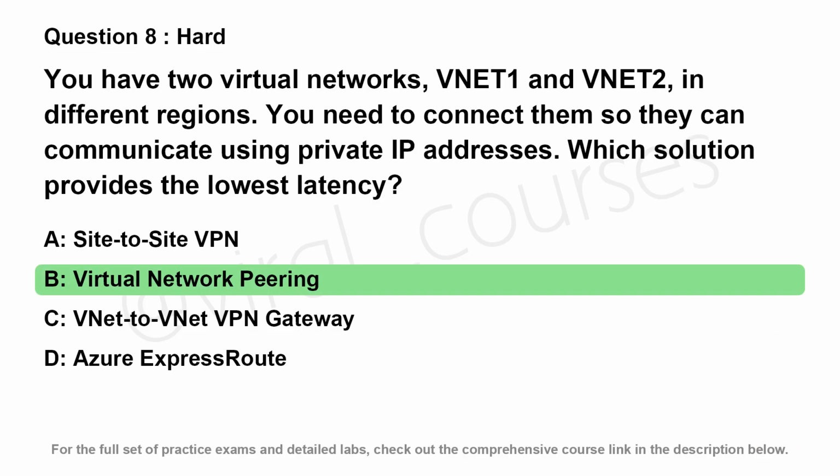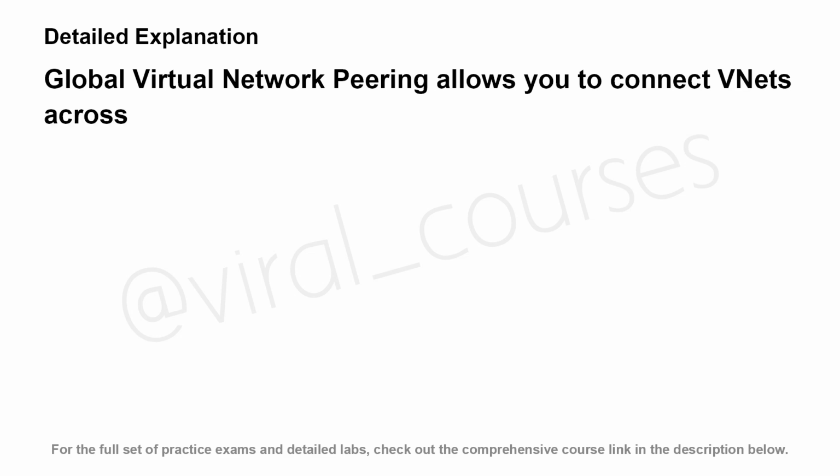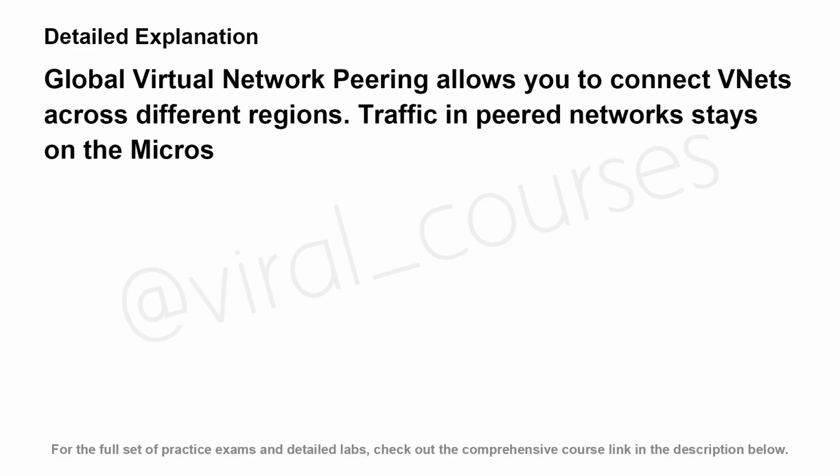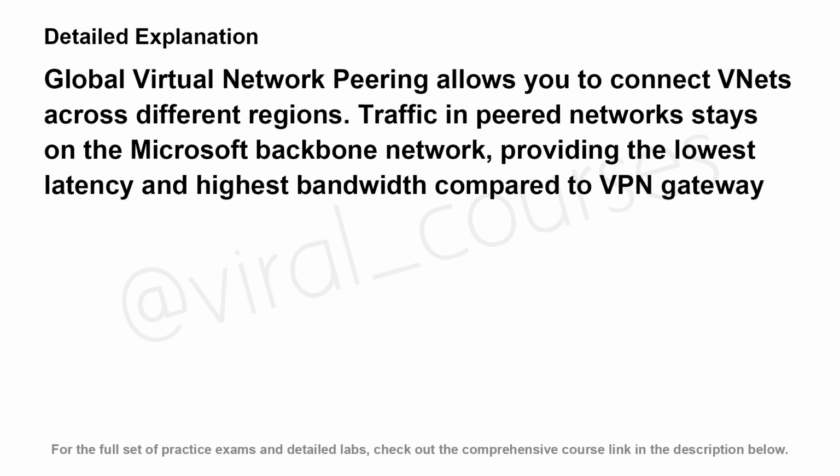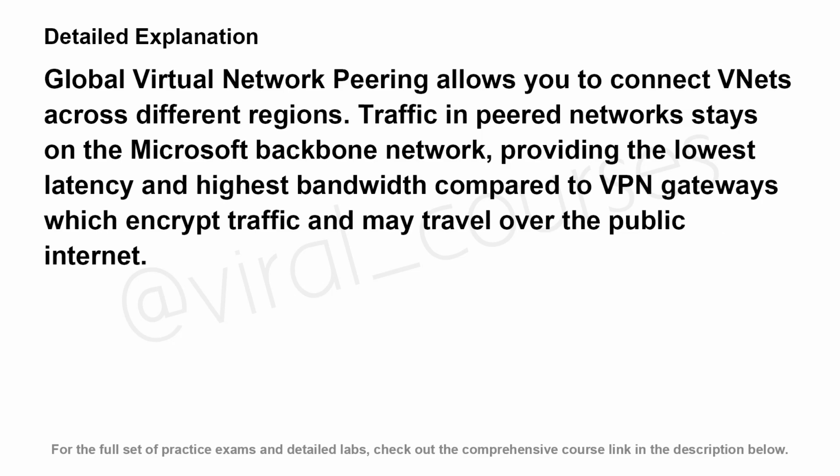The correct answer is B. Global virtual network peering allows you to connect VNets across different regions. Traffic in peered networks stays on the Microsoft backbone network, providing the lowest latency and highest bandwidth compared to VPN gateways, which encrypt traffic and may travel over the public internet.